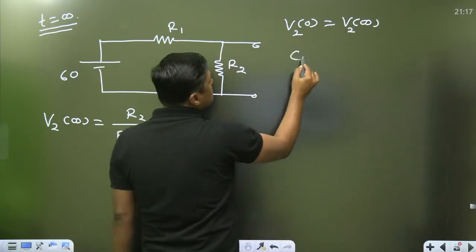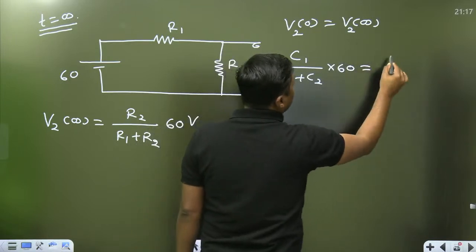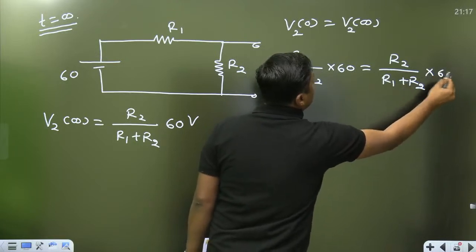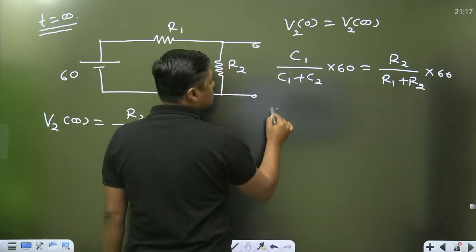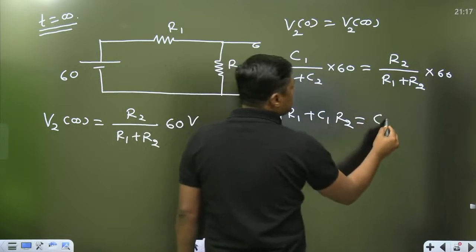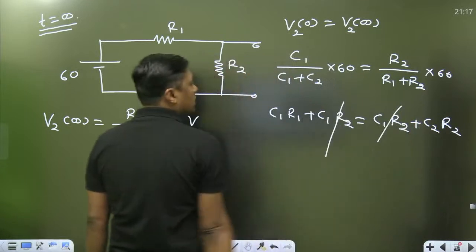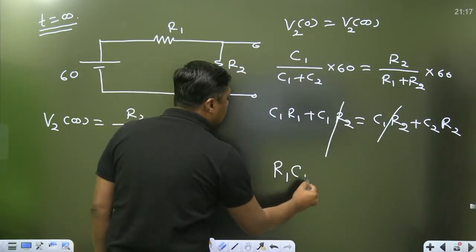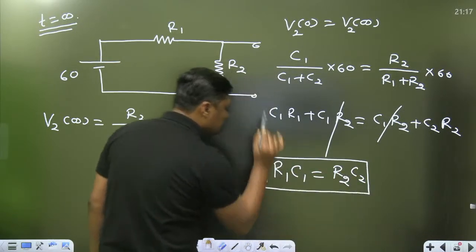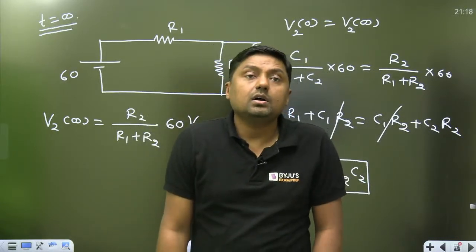What is the initial voltage? C1 divided by C1 plus C2, into 60. What is the final voltage? R2 divided by R1 plus R2, into 60. So 60 cancels, and this becomes C1 R1 plus C1 R2 is equal to C1 R2 plus C2 R2. C1 R2 cancels, and what is the well known condition? R1 C1 is equal to R2 C2. That is the condition.